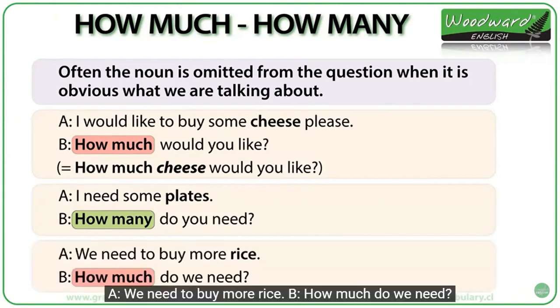We need to buy more rice. How much do we need? How much refers to how much rice. We use how much because rice is uncountable.